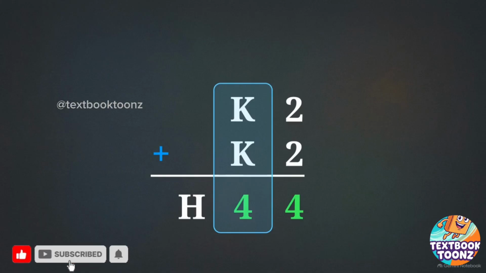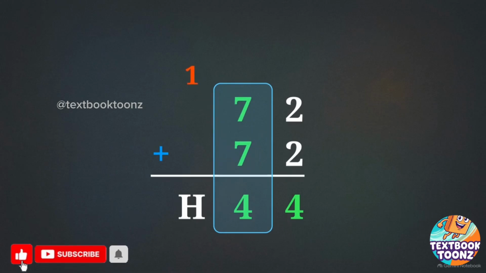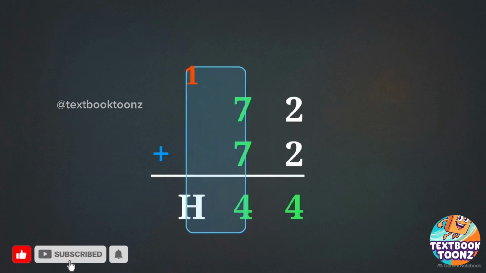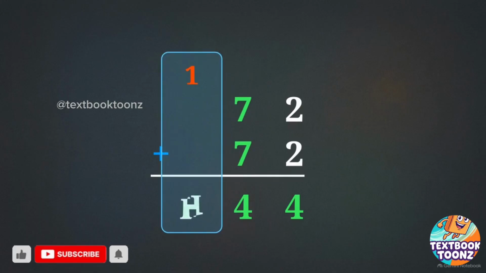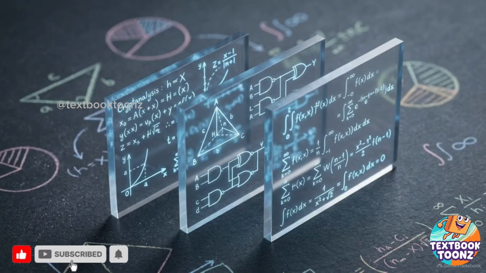Take a moment to look at the tens column. What single digit, when doubled, results in a number ending in 4? 7 plus 7 is 14. This gives us the 4 we need for the tens place and carries a 1 over to the hundreds place. This reveals that K is 7 and H is 1. Even with multiple variables, the problem resolves systematically when you work through the place values from right to left.